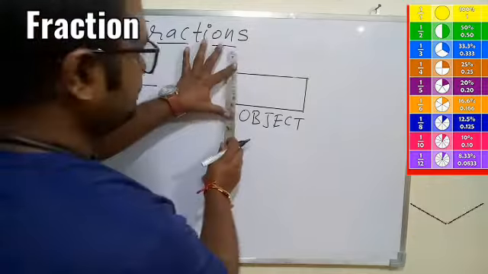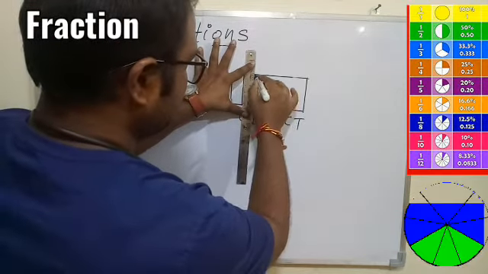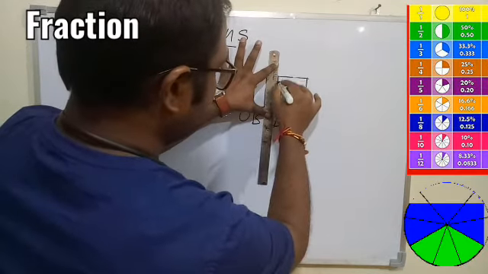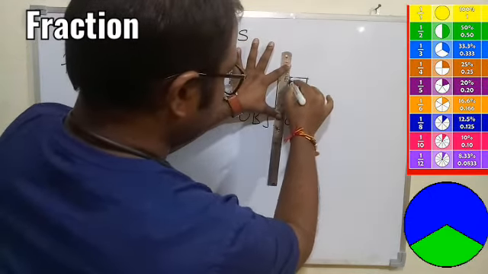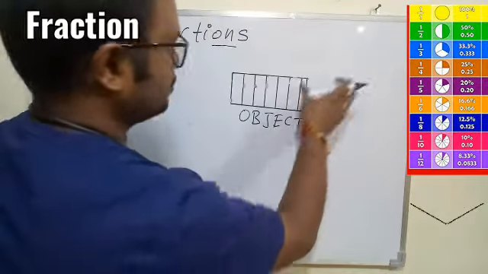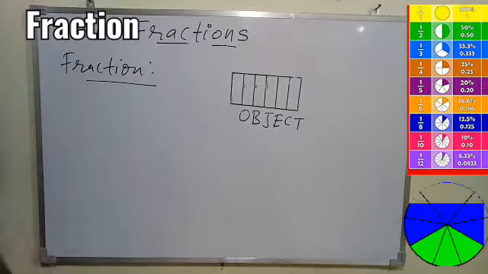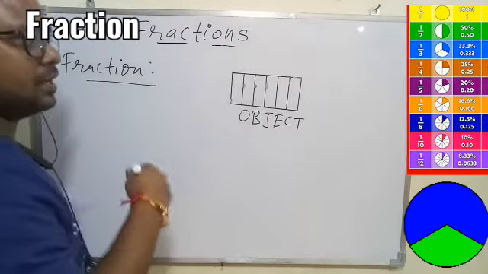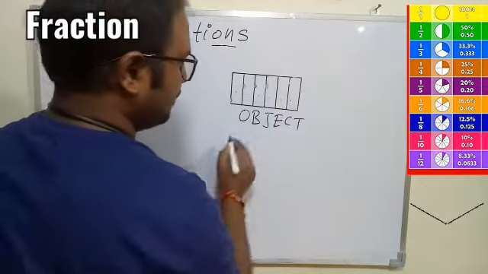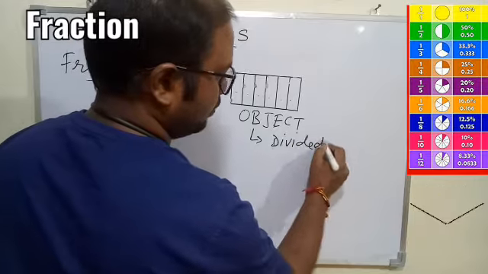So let's take an example. I am going to divide this object in equal parts with the help of the scale. So let's see how many equal parts we can divide here. The one which is left, let's erase it, not required. So we can say this is one object. Now this object is divided into equal parts. How many parts? 1, 2, 3, 4, 5, 6. So divided into 6 equal parts.